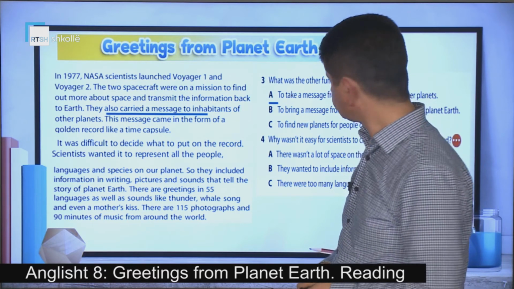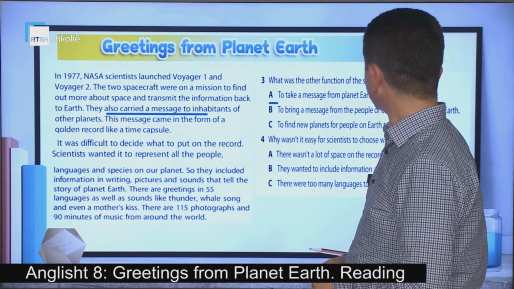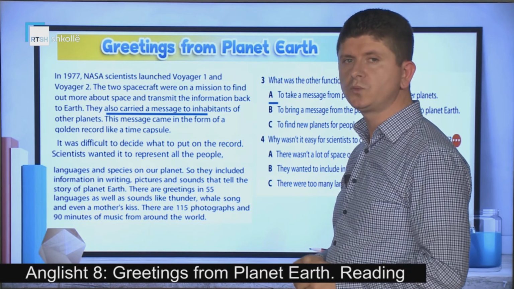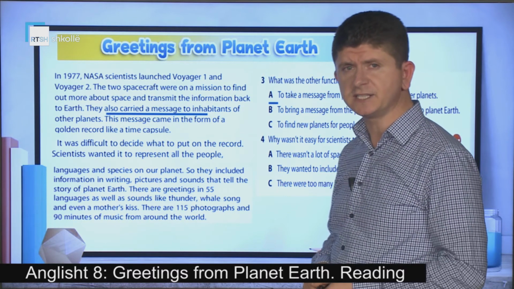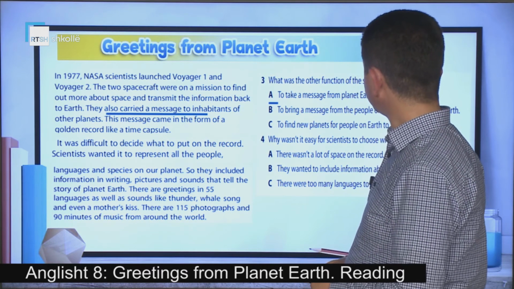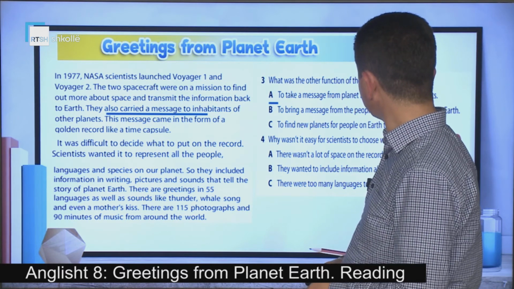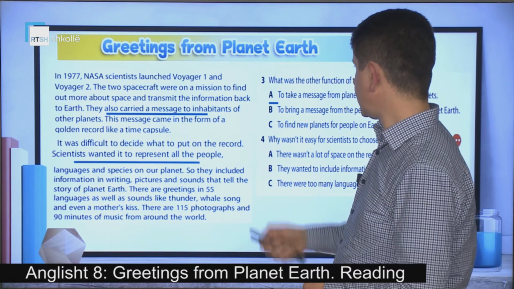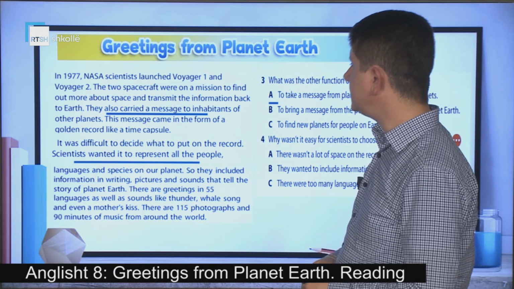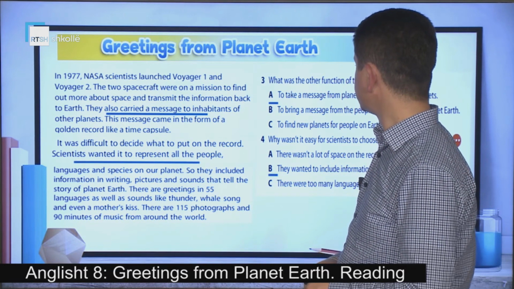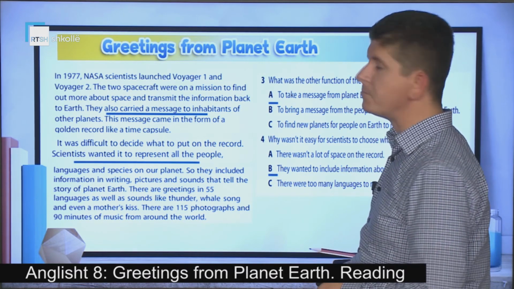And the last question. Why wasn't it easy for scientists to choose what to put on the record? Why wasn't it easy? What was the reason? A, there wasn't a lot of space on the record. B, they wanted to include information about many things. Or C, there were too many languages to represent. And the information can be found here. The scientists wanted it to represent all the people, languages, and species on our planet. So it is the second alternative. They wanted to include information about many things.